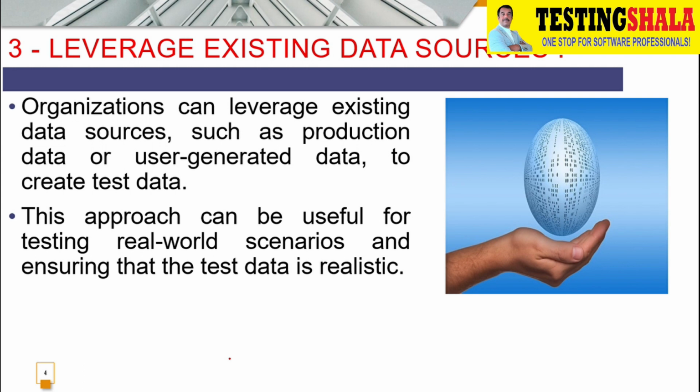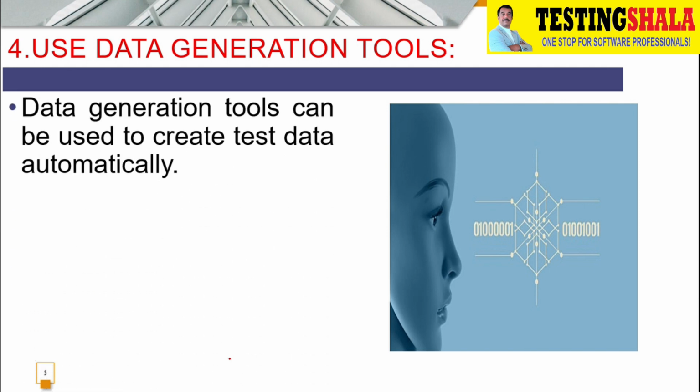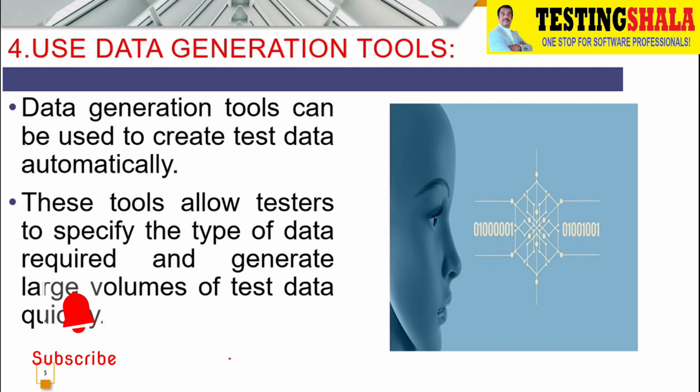The fourth type of data creation is data generation tools themselves. There are various tools available these days specifically to generate test data using artificial intelligence. You can easily create test data automatically without much trouble. You can create test data in millions of records using these AI data generation tools.